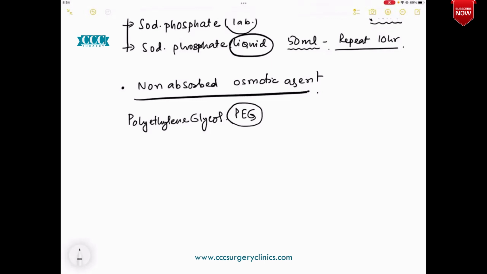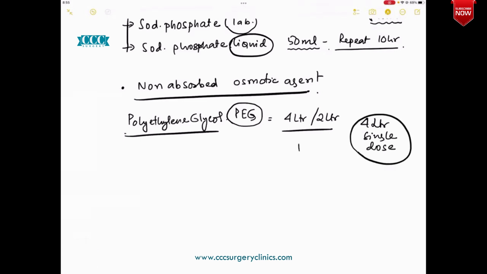And what is important is how it is given. Polyethylene glycol can come in various preparations. It is used either as a sachet or as a liquid. It can be a 4-liter solution, or a 2-liter solution with electrolytes or without electrolytes. People can take 4 liters as a single dose, or take it with a gap, 2 liters and 2 liters. But the basic idea is that it has to be given at least 12 to 16 hours before the surgery.